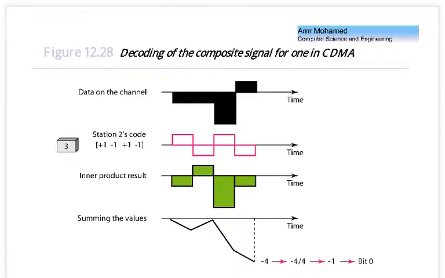So what node 3 needs to do is simply to multiply the code of station 2 by the composite signal. So minus 1 times 1 is minus 1, 1 times minus 3 is minus 3, and then minus 1 times minus 1 is 1, and then 1 times minus 1 is minus 1. So this is the inner product which is received by node 3.